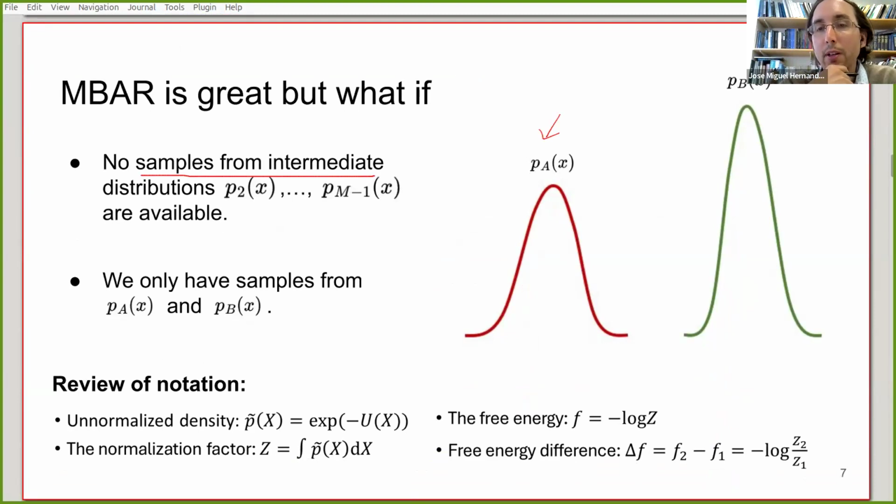Generating these samples can be expensive depending on the type of simulation that you do. It could be that it's very expensive to generate the samples and you only want to generate samples from the two extreme distributions and not for the intermediate ones. And here we're going to see methods that will allow us to solve this problem where we don't have the intermediate distributions.